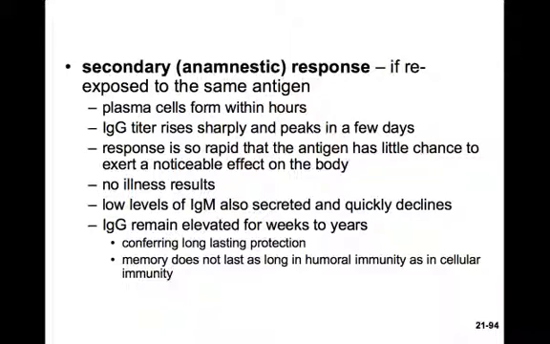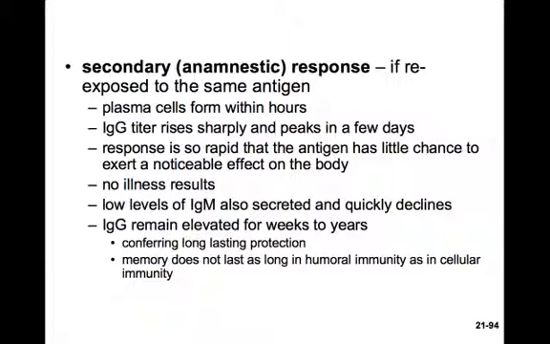The plasma cells can form within just hours, and the IgG titer rises very sharply, so it peaks within just a few days. There's no need to go through all of the preceding steps. The response is so rapid that there's no chance for the antigen to elicit a noticeable effect on the body, and so we don't see any illness. Low levels of IgM are also secreted but quickly decline, whereas the IgG are going to remain elevated for weeks or years, which confers long-lasting protection.